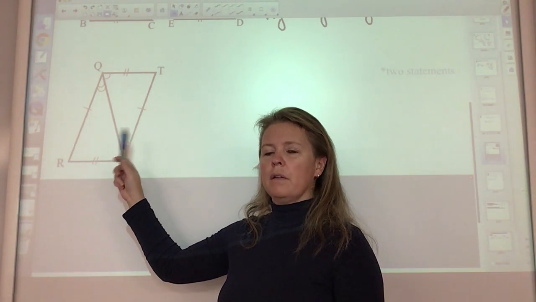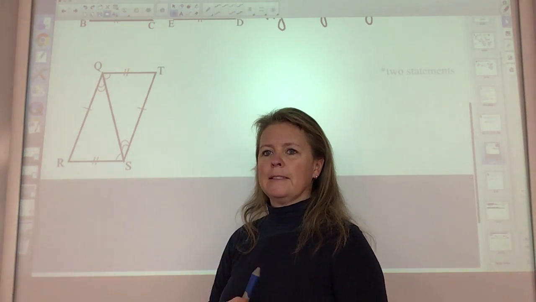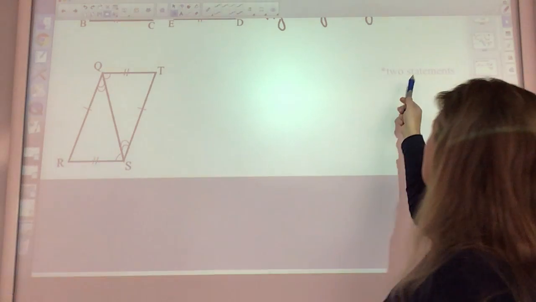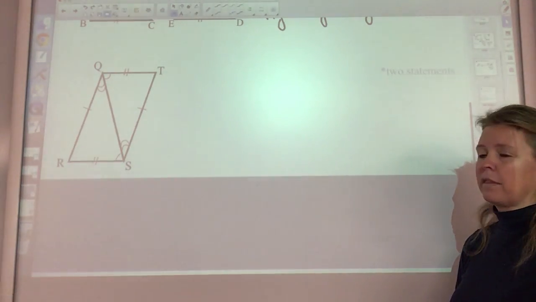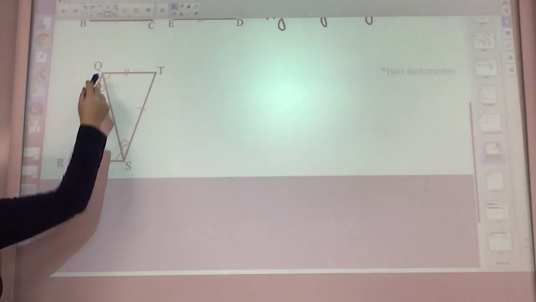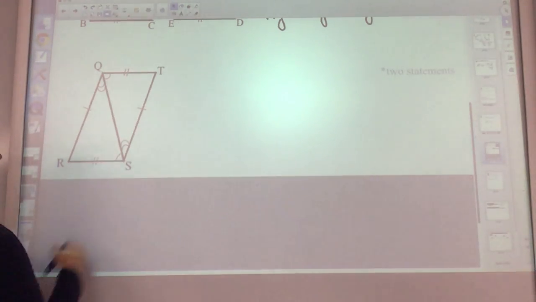So we have 2 pair of congruent sides, 2 pair of congruent angles. We don't have a 3rd side, we don't have a 3rd angle, which means we need 2 statements. Let's work with that side first. If you're looking at the 2 triangles, we have triangle QRS and triangle QTS.